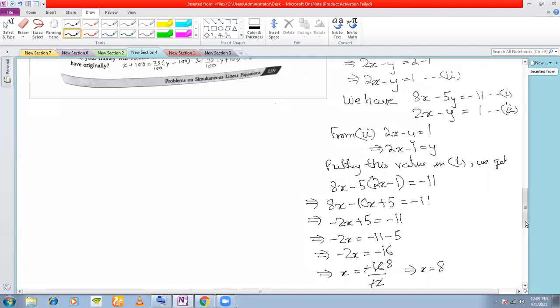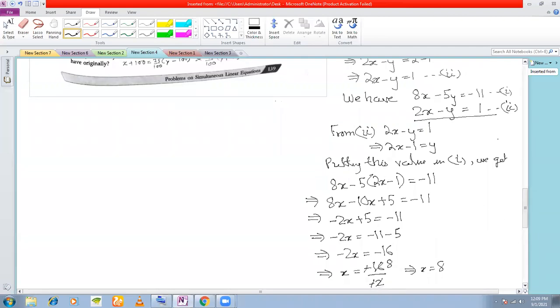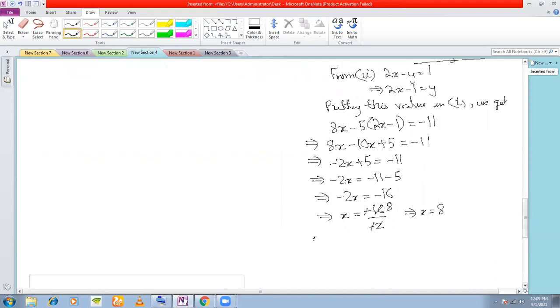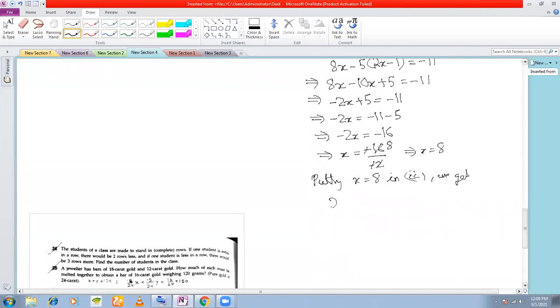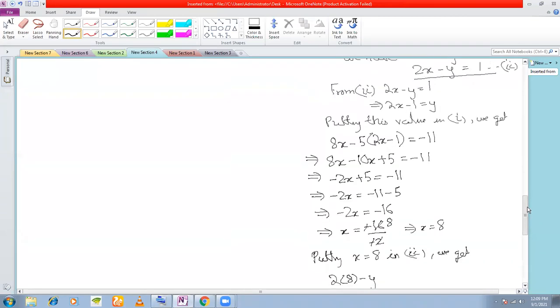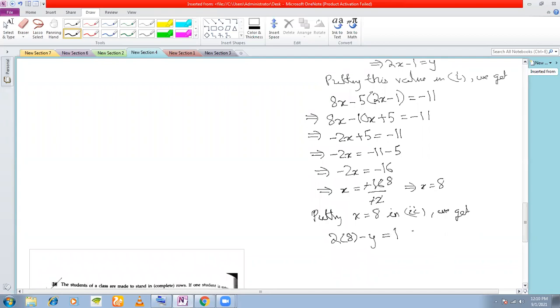And what should be the value of y? Put the value of x in equation number 2, you will get the value of y. So putting x is equal to 8 into 2x minus y, 2 into x minus y is equal to 1, we get 16 minus y is equal to 1. Means 16 minus 1 is equal to y. That means you're getting y is equal to 15.